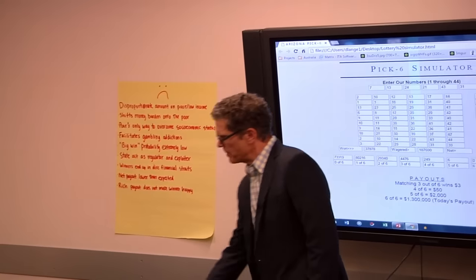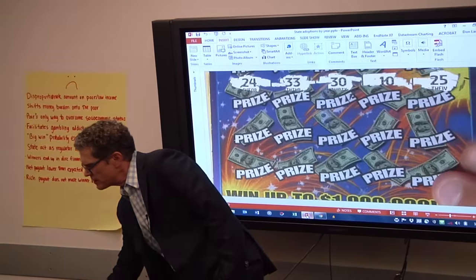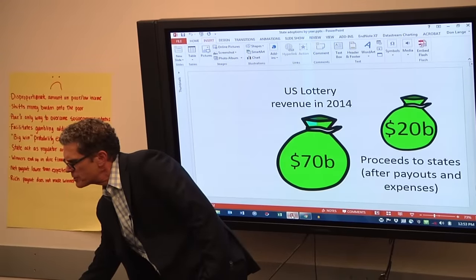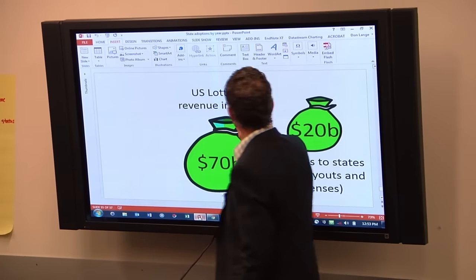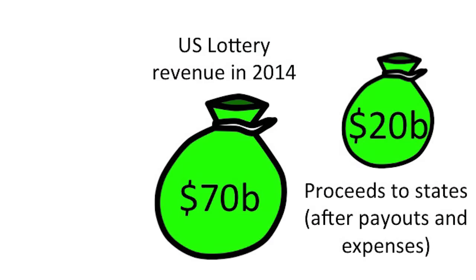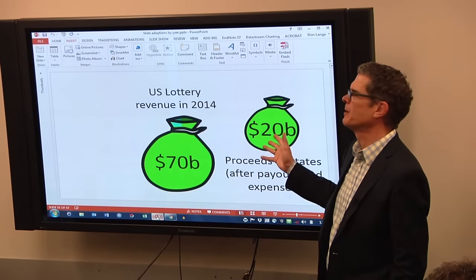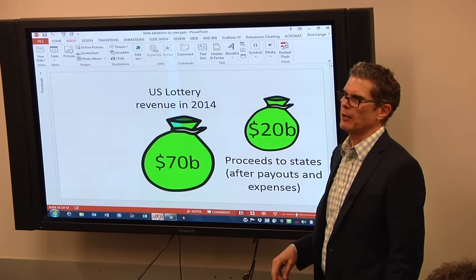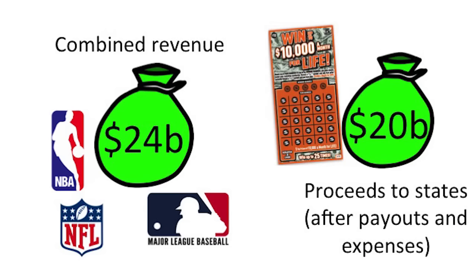Well, I think you might have missed my earlier slide on that, but let me throw it up again so you can see it. Okay, so last year, the gross revenue was $70 billion across the country in the states. This is after expenses and after payouts. So this is just money, like tax money coming into the state budget: $20 billion. And I also showed, as an equivalency, that the gross combined revenue for these three sports is $24 billion. So that's to show you this is a big number we're talking about.